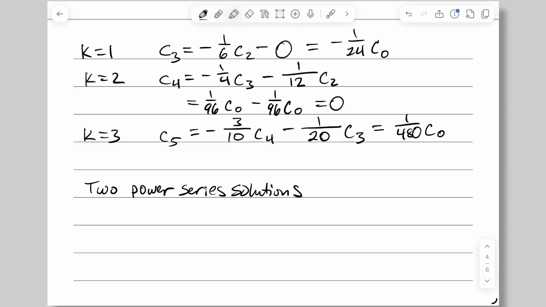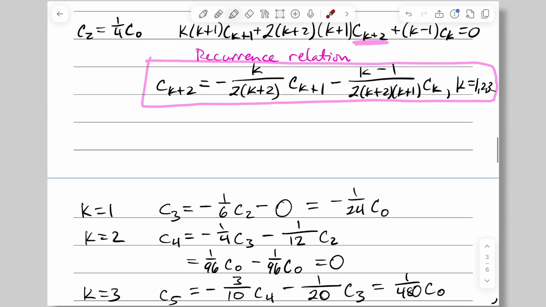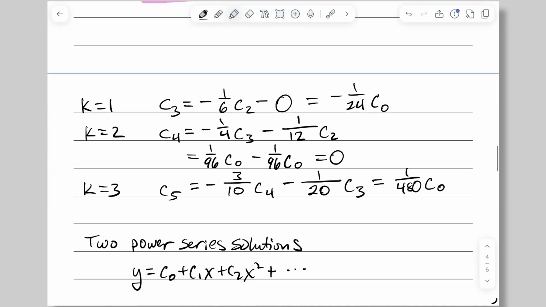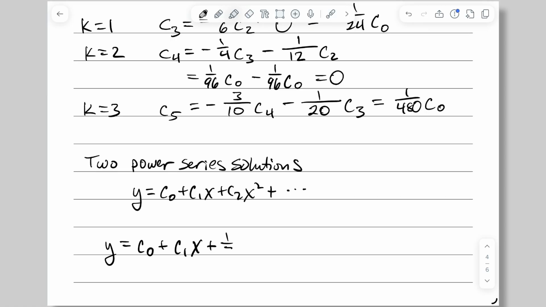I didn't write anything down because I wanted you to see how this would unfold. If you want to, skip to the end. Remember, our power series solutions have the form y equals c naught plus c1x plus c2x squared, and so on. Here we have y equals c sub 0 we get for free, plus c sub 1x we get for free. C sub 2 we saw was equal to 1/4 C sub 0. So our next term is 1/4 C sub 0 x squared.